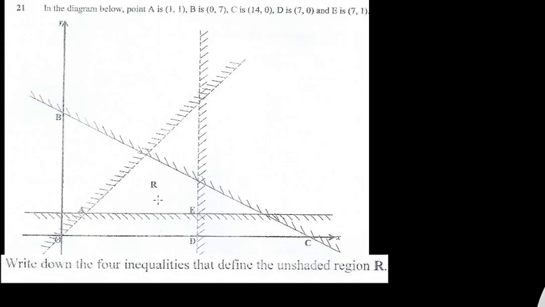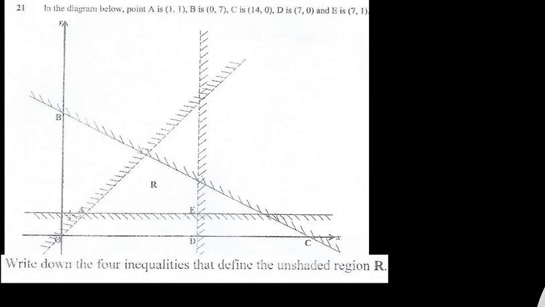This question is on inequalities, and it says in the diagram below, point A is (1, 1), B is (0, 7), C is (14, 0), D is (7, 7), and E is (7, 1). The question further says, write down the 4 inequalities that define the unshaded region R. So 4 inequalities. You've got that line, that line, that line, and lastly that line. So let's start with the simple ones. Let's start with this line.